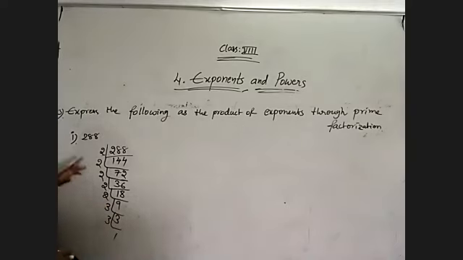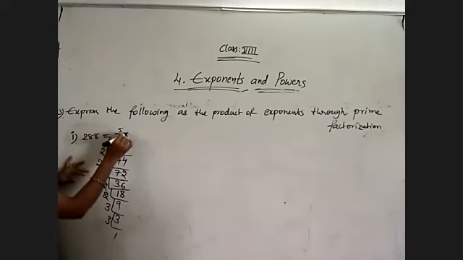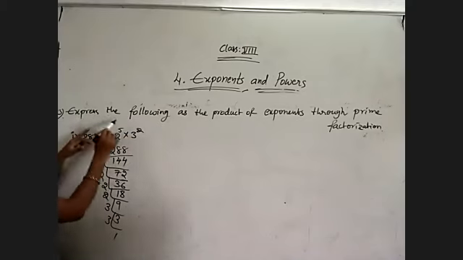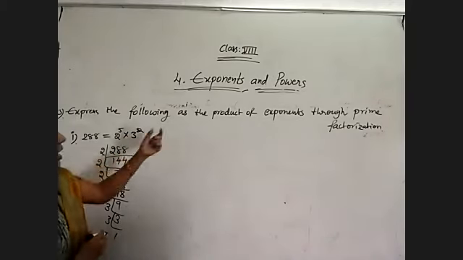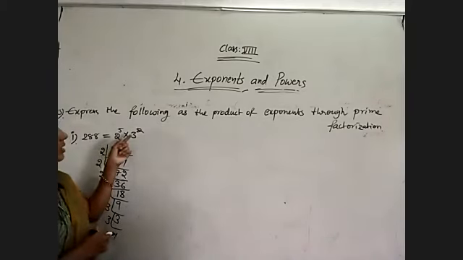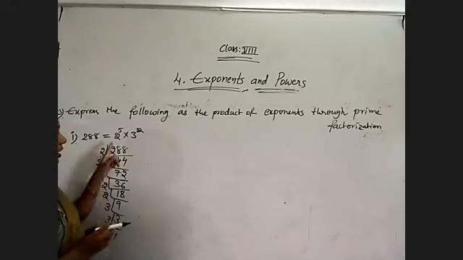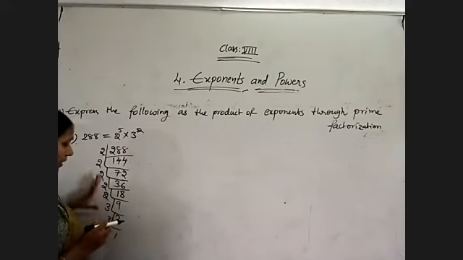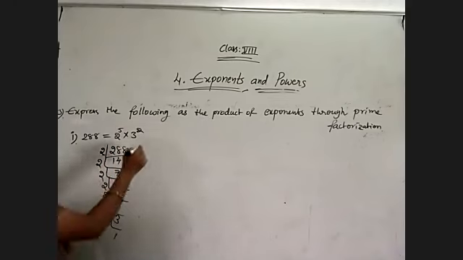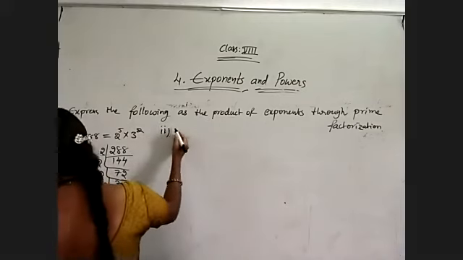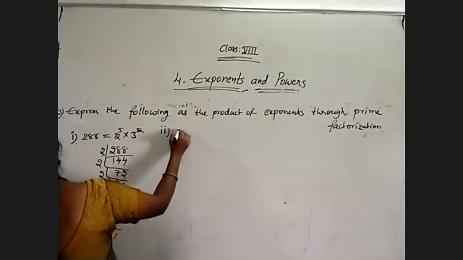So how many times did this number come? 2 came 1, 2, 3, 4, 5 times. That means 2 to the power of 5 into 3 square. So what is the question? Express the following as a product of exponents using prime factorization. Product of two exponents, and we have used the prime factorization method. And second question, 1250.